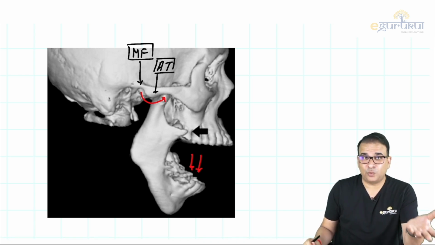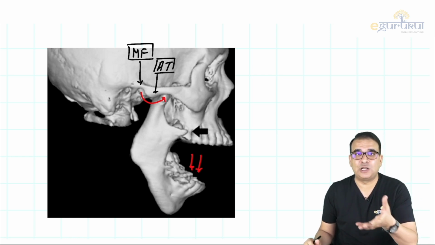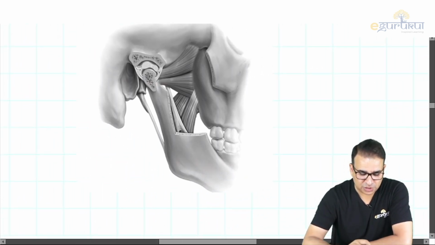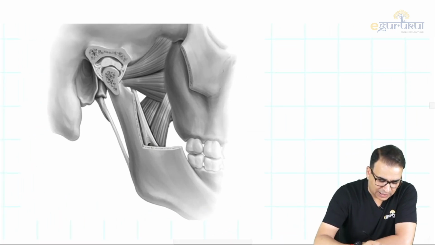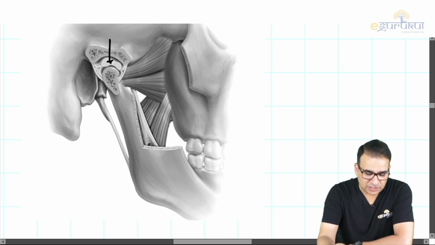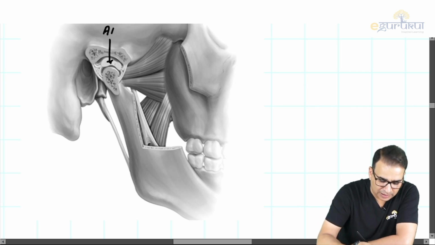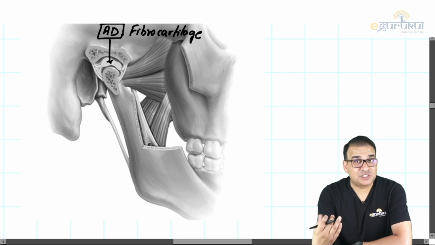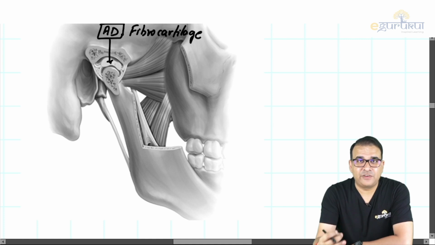But there's another hint in the question. It says the muscle which is attached to the articular disc. The only muscle which is attached to the articular disc. Look at this image here. Now, what is the articular disc? It's a fibrocartilage. You can see that inside the joint cavity of the TMJ, this here is the articular disc, and this articular disc is a fibrocartilage, considered as the extension of the tendon of the lateral pterygoid muscle.